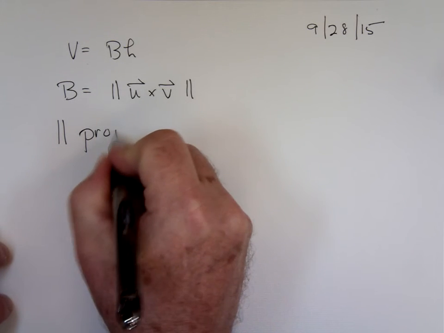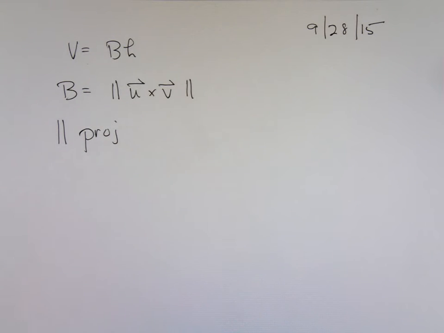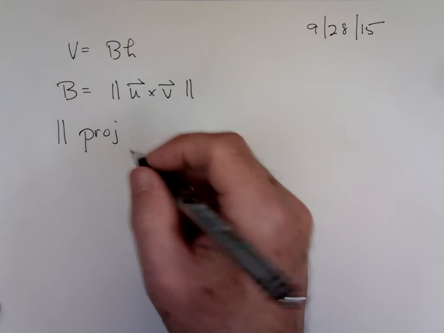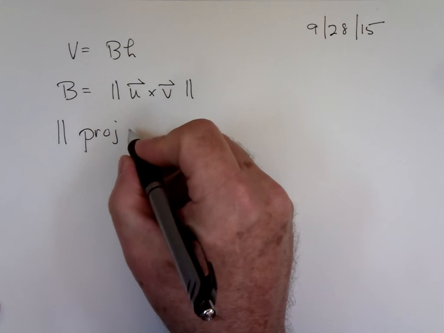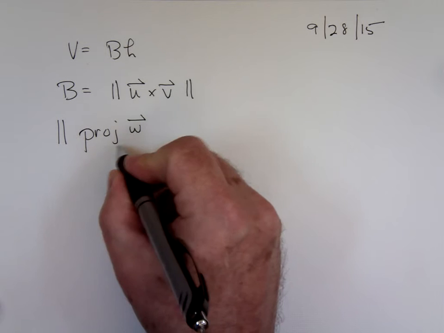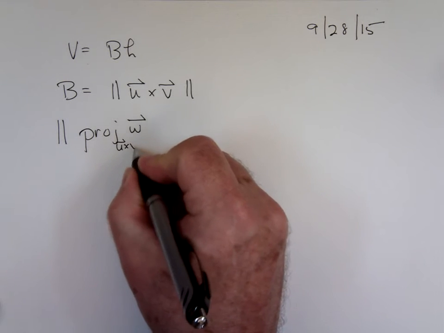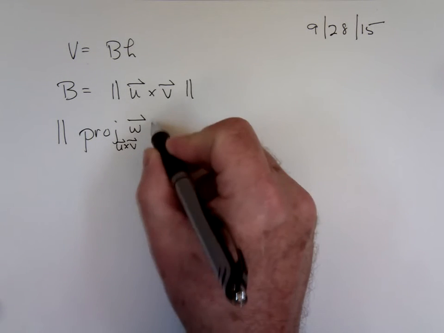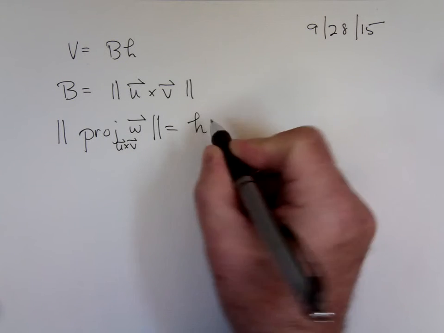When we did a projection on another vector, we said the magnitude of the projection. We got to switch back. The magnitude of that projection, the projection of W on U cross V, is our height.